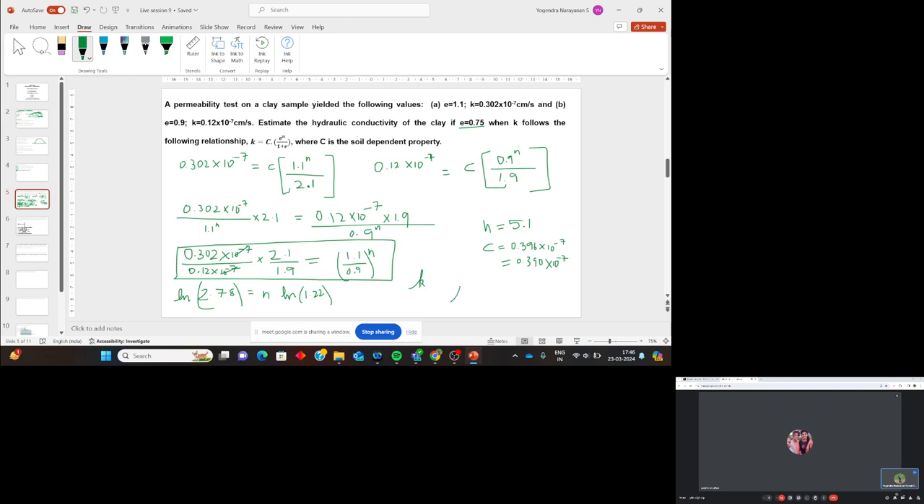Now, for calculating K, for this one, 0.39 into 10 power minus 7 into 0.75 power 5.1 divided by 1.75. How much are you getting? What is the K value you are getting? Oh, no, the C value. Sir, C is equal to 3.88 into 10 to the power of minus 7.